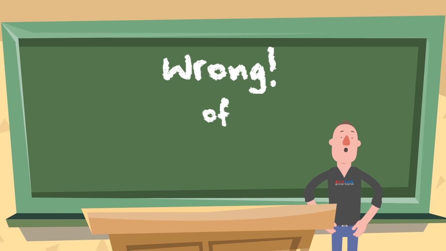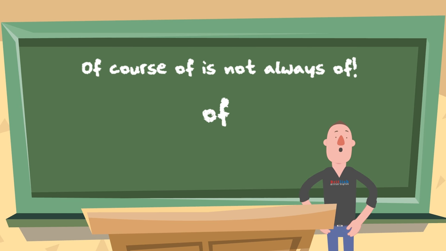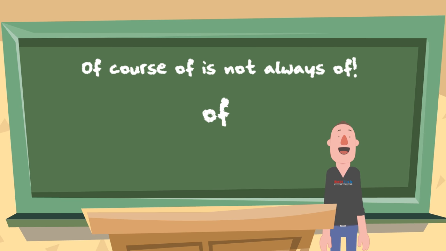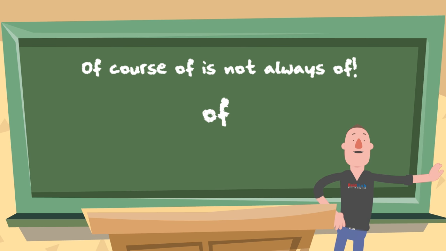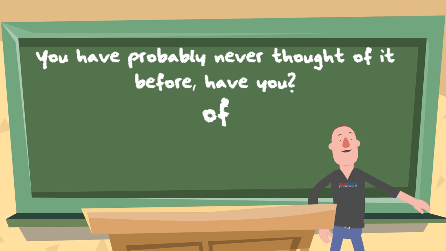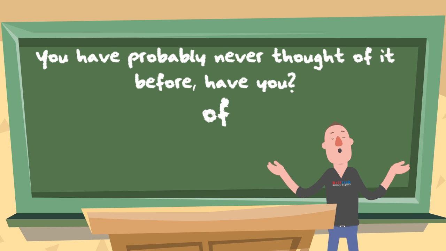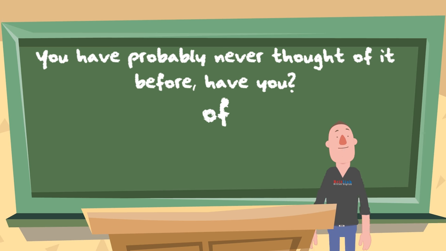By the end of this video, you'll be saying, "Of course "of" is not always "of"." And of course your pronunciation will improve because of this fact. You've probably never thought of it before, have you? If you listen again to that sentence, you'll hear that the "of" was not pronounced "of", but "uv".